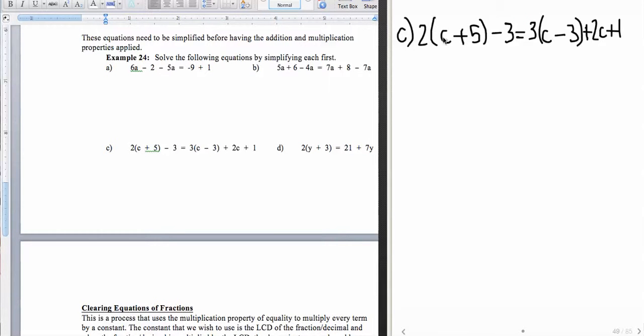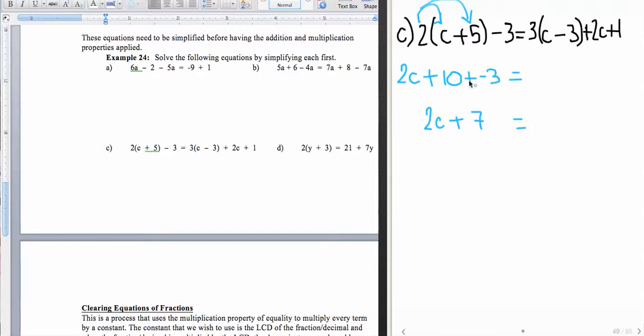Moving on to part C, I have a distributive property in this problem. So I'm going to use the distributive property here on the left-hand side first. So now I have a 2c plus 2 times 5, which is 10, and then plus a negative 3. And then I'll need to simplify this side further by combining the like terms. So now I have 2c plus, combining these like terms, which is going to give me a positive 7.